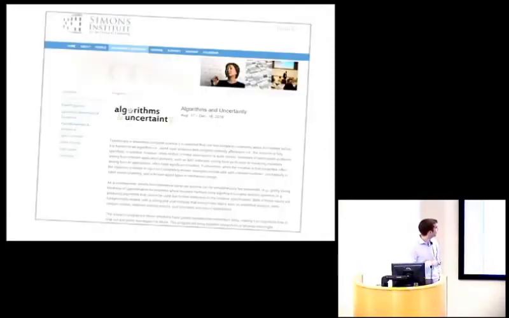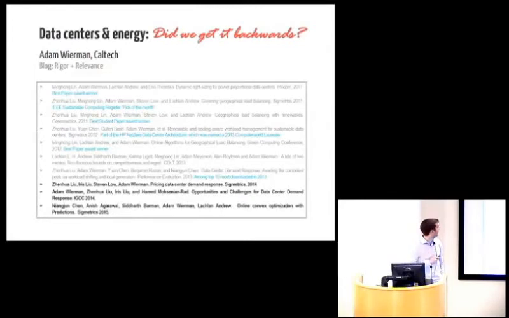If you're interested in this stuff, we have a semester-long program at the Simons Institute at Berkeley this fall, where there will be four different workshops on algorithms and uncertainty and the good and the bad about how to incorporate uncertainty in algorithms. I'm one of the organizers. Bobby Kleinberg, Avrim Blum, and a few others are organizing it as well. So if you're interested in that, just let me know, and I'll end there. Thanks.